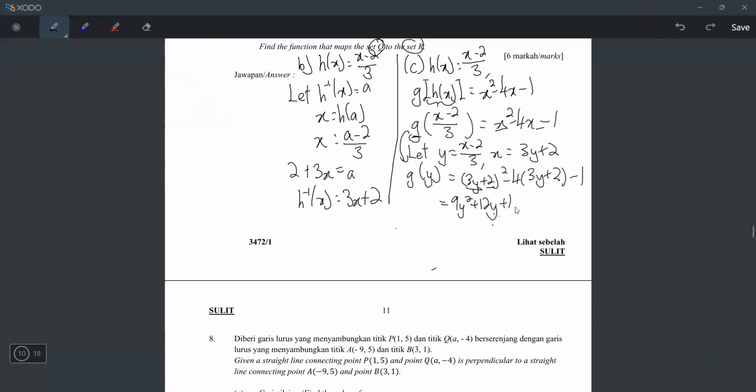And then plus 2 square is 4. And then minus 4 times 3y is negative 12y. Negative 4 times 2 is negative 8, minus 1. Final answer, 9y square, 12y minus 12y, 0. 4 minus 8 is negative 4, minus 1, negative 5.